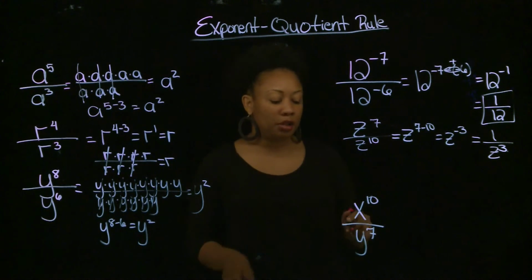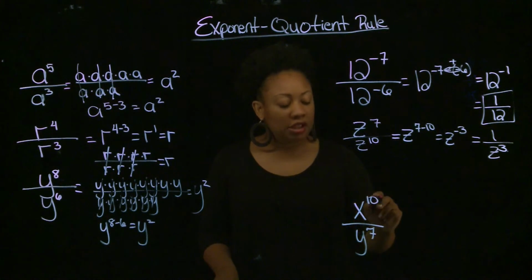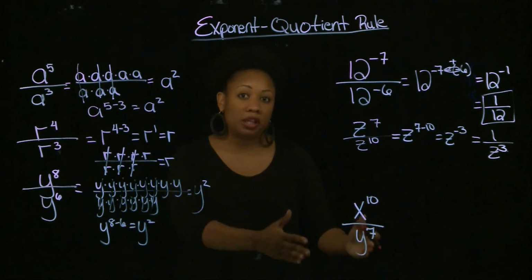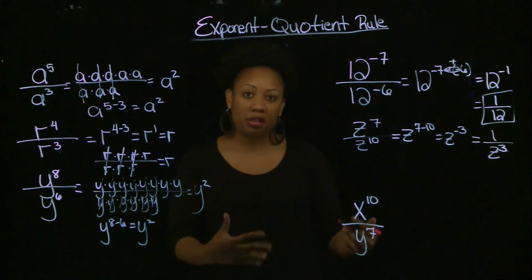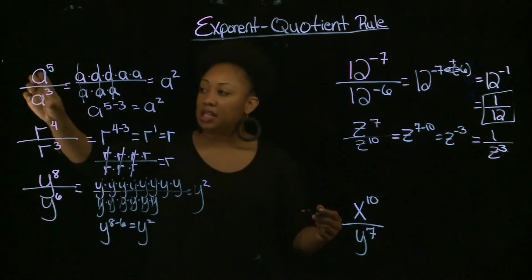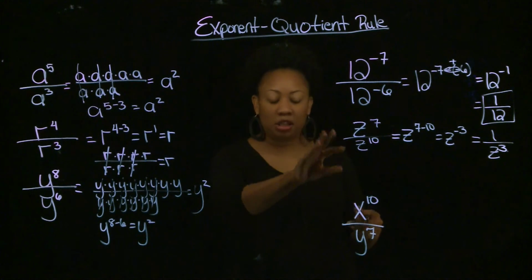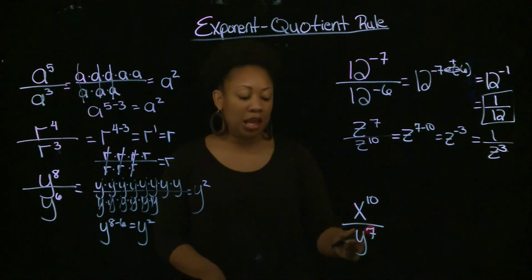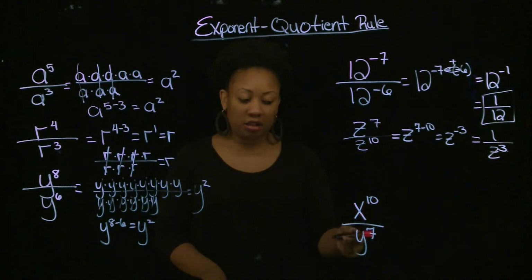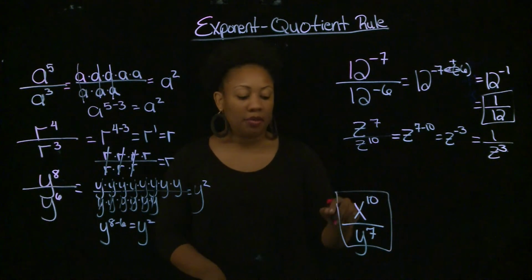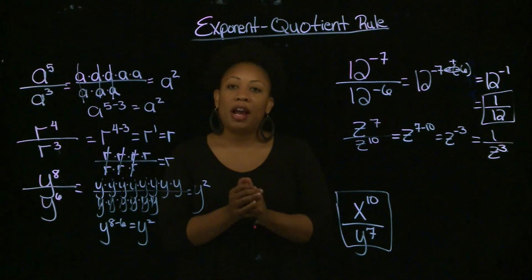Now for the last problem, we have x to the 10 over y to the 7th. We cannot do anything with this because our bases are different. Notice our base is a for both of these, r, y, 12, and z. But for this, my base is x and my base is y. So I cannot combine them to simplify the exponents. So this is as simplified as that gets. All right, so that's the quotient rule.